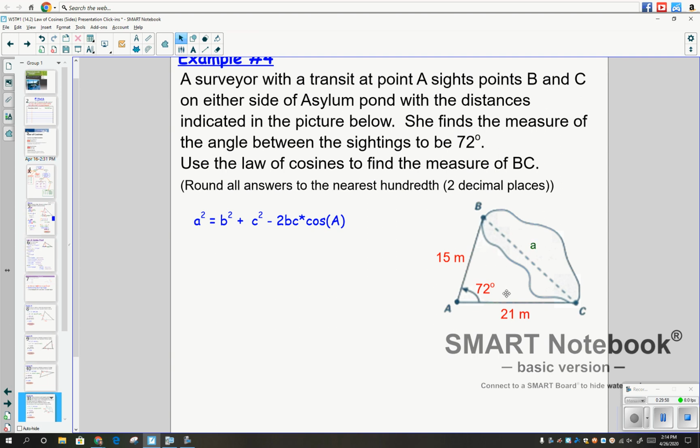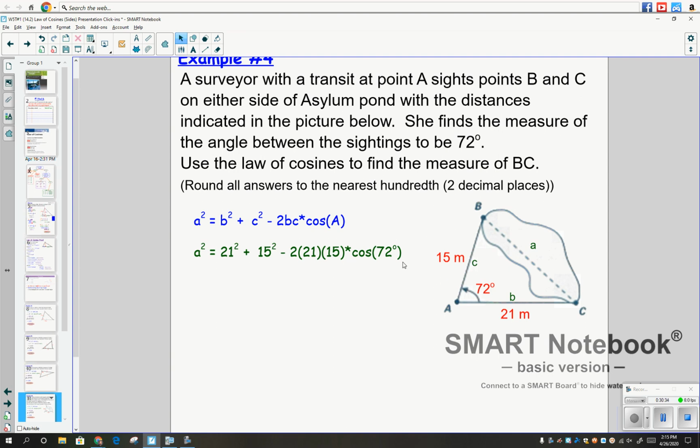Well, let's label our sides. Since it's got a B and C, let's call 21 B. We'll call 15 C. A squared equals B is 21 squared plus C is 15 squared, minus 2 times B, which is 21, times C, which is 15, times cosine of capital A, which means angle A. Angle A has a measure of 72 degrees. Do note, remember, the lowercase letters indicate sides. The uppercase letters indicate angles.